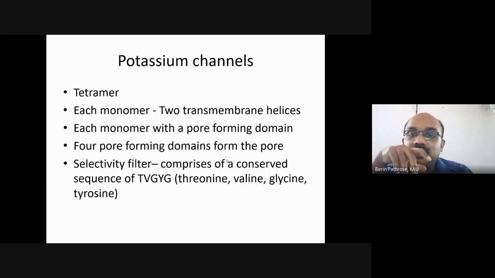So I'm repeating, similar to the sodium channel, which is a tetramer, that means four homologous domains. In each domain we have two transmembrane helices, and one out of these two forms the pore, so that the four domains have one transmembrane helix each surrounding the pore, and we have five amino acids: threonine, valine, glycine, tyrosine, and again glycine, which are negatively charged. That forms the selectivity filter, and that selectivity filter is the one which permits only potassium ions to move through. Then let's see how it occurs.